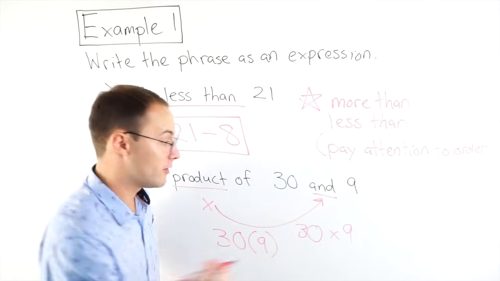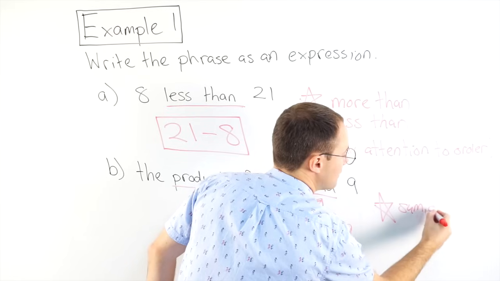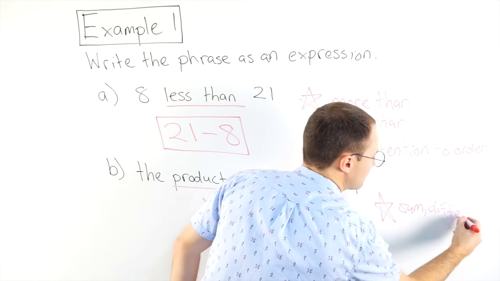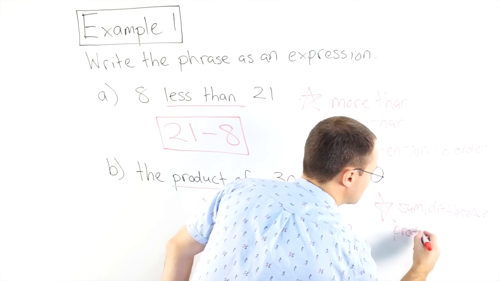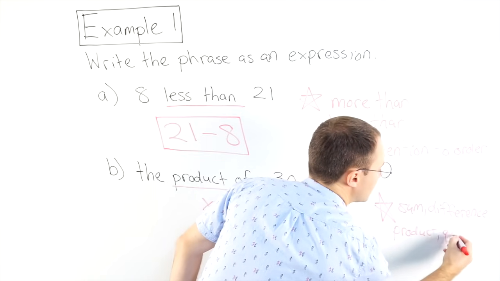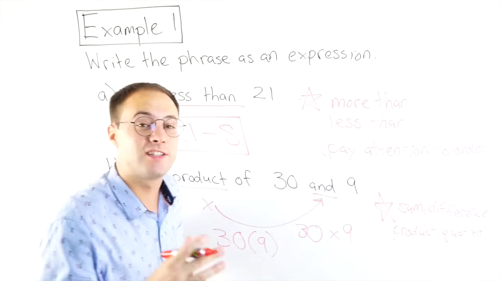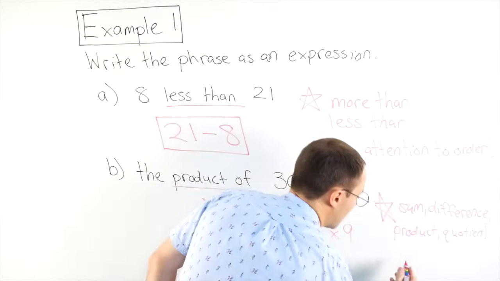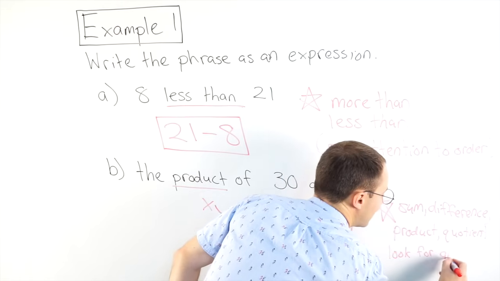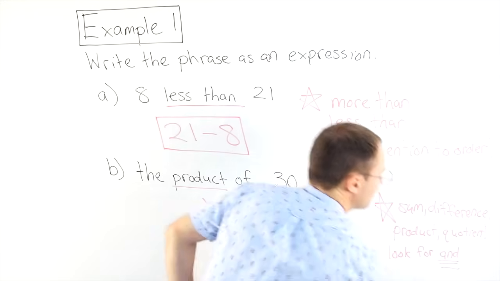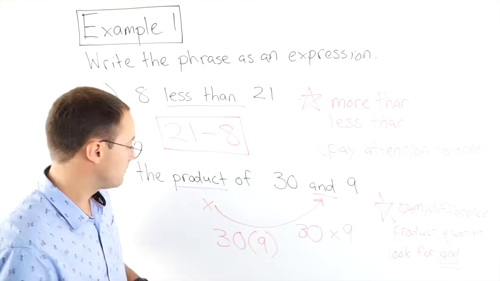So make another note in that chart. Sum, difference, product, and quotient. Pay attention to the and, right? Look for and. That's where the operation will go, okay?